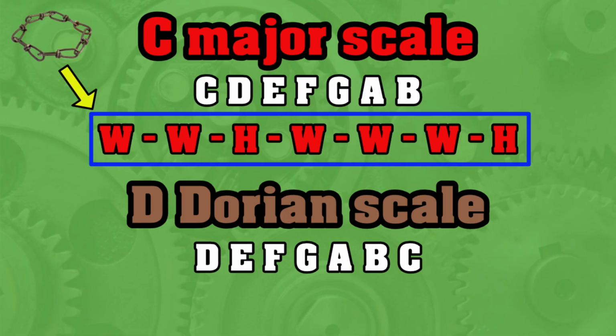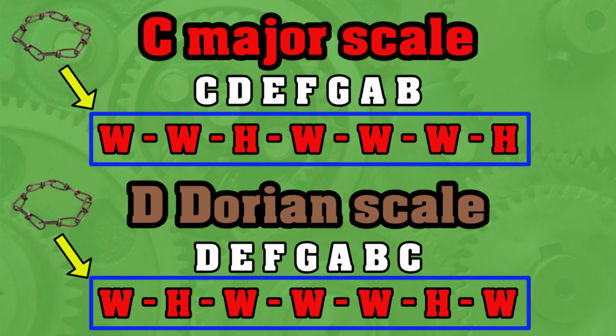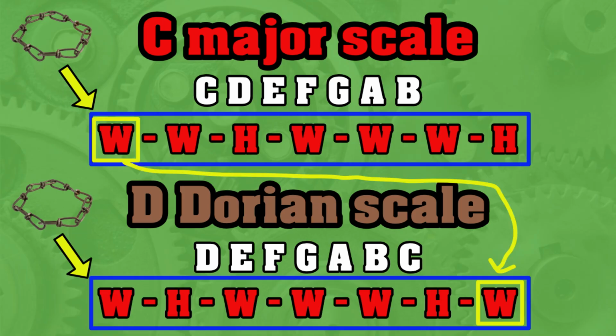Why? It's because the interval chain has remained unbroken. We just took that little W from the beginning of the C major scale and we plopped it on the end of the Dorian scale, and the interval chain still remains intact.